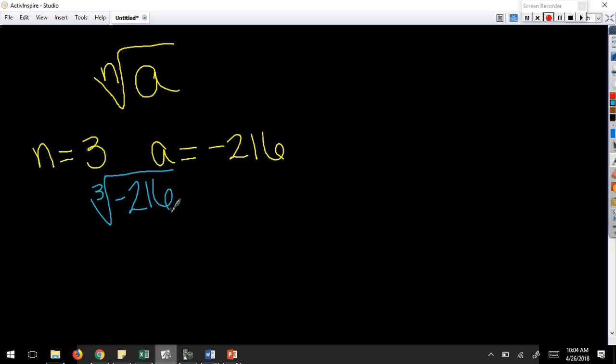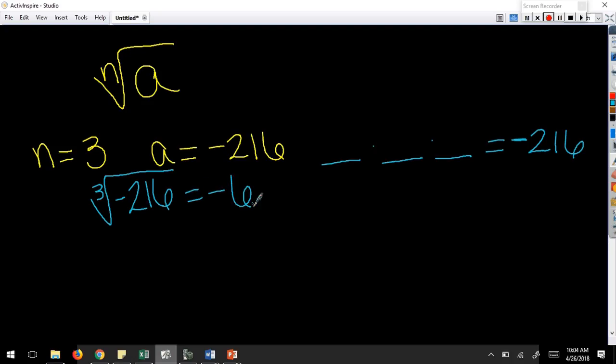So I'm looking for the same number that multiplies 3 times that gives me negative 216. What's the number? It's got to be the same number multiplied by itself 3 times. What is 2 times 2 times 2? 8, so that doesn't work. What is 3 times 3 times 3? 27. It's 6. You're absolutely right. It's negative 6.